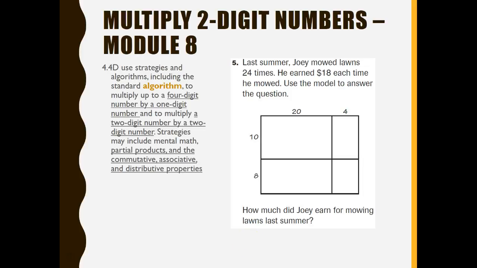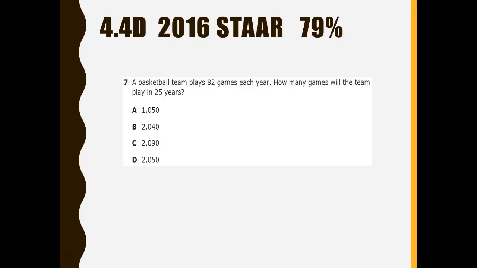Then the next thing you're going to be moving to is the algorithm where you are multiplying a 4-digit number by a 1-digit number. The kids can still use strategies when doing this, such as this example of using an area model. You can do that, as well as just multiplying. Here's an example of an item on the STAAR test, where the kids just multiplied 82 times 25 without a visual.